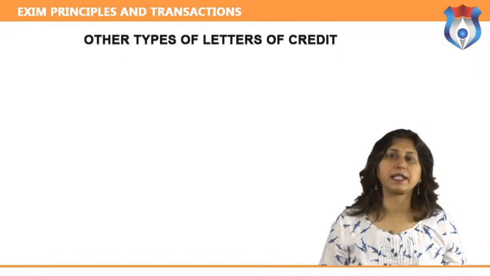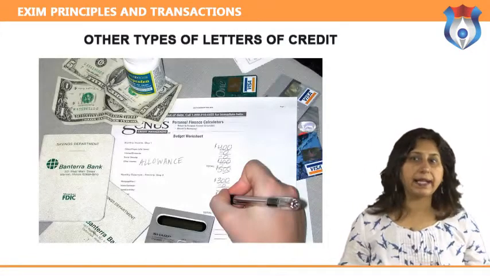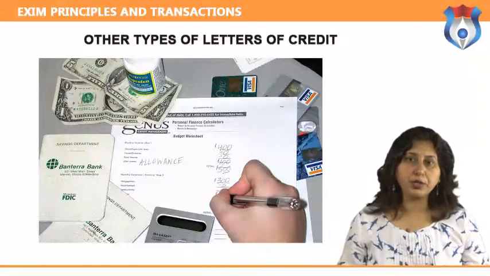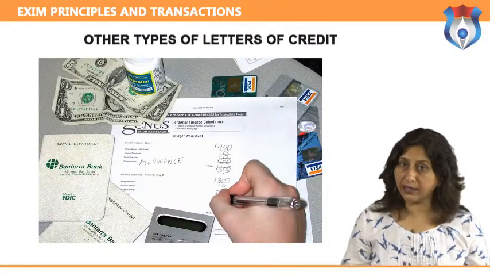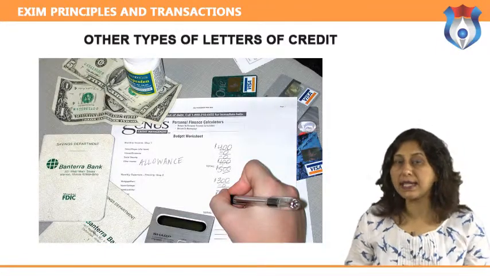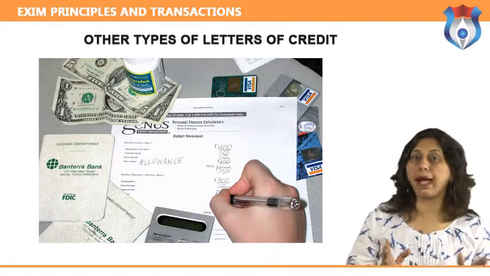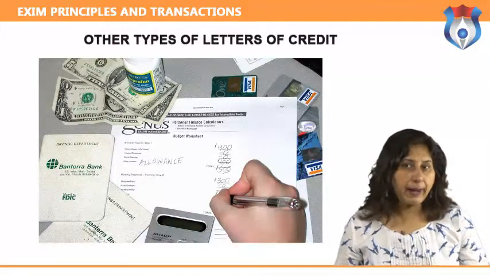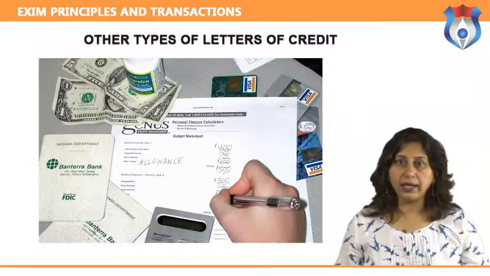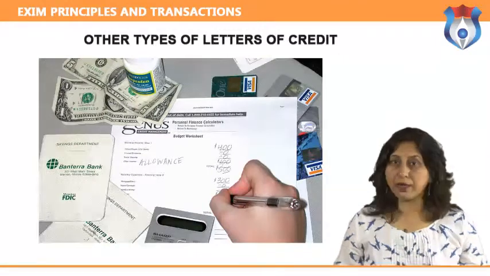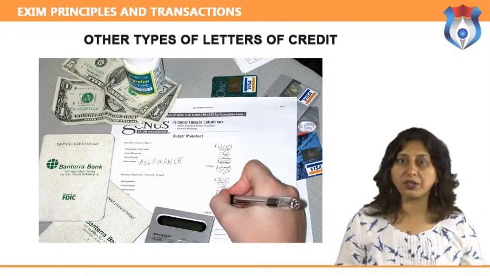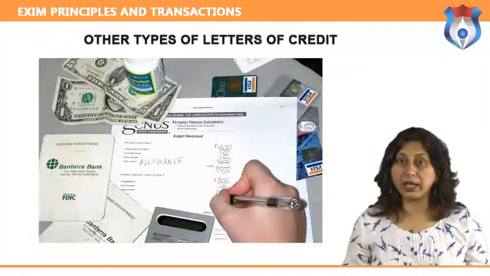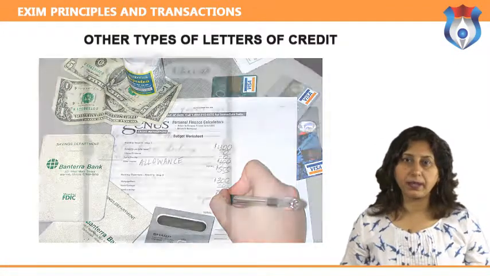Other types of letters of credit. Back-to-back letter of credit. When one letter of credit is used to secure the issuance of another letter of credit, the parties are said to be dealing with a back-to-back letter of credit transaction. In a back-to-back letter of credit scenario, the intermediary party would receive and be the beneficiary of a letter of credit from its customer that has agreed to purchase goods.